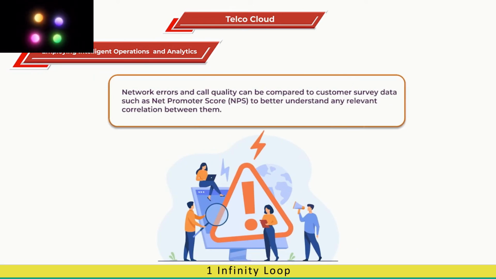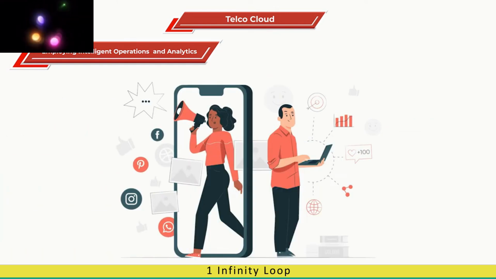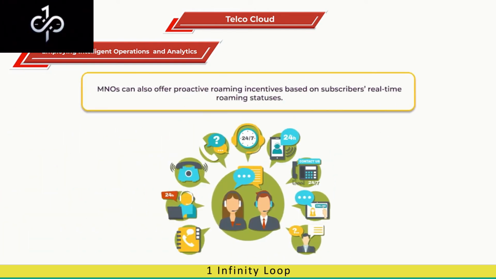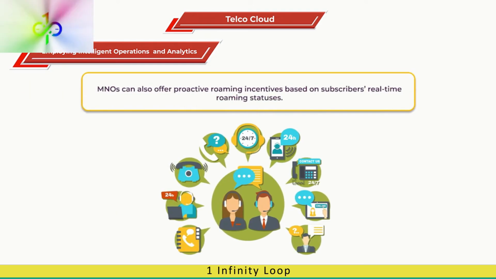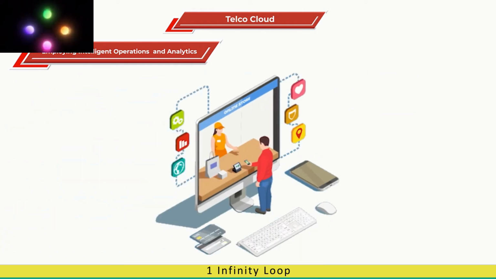Network errors and call quality can be compared to customer survey data such as Net Promoter Score to better understand any relevant correlation between them. Second is marketing. Mobile network operators (MNOs) can use the real-time intelligence provided by streaming analytics to run location-based mobile marketing campaigns, giving them the ability to target advertisements to an anonymized set of subscribers when they enter specific geographic areas. MNOs can also offer proactive roaming incentives based on subscribers' real-time roaming statuses. Anonymized information on density and frequency of subscribers in a particular location can be offered to content providers and advertisers.